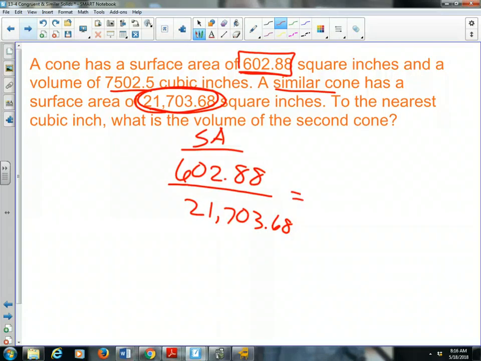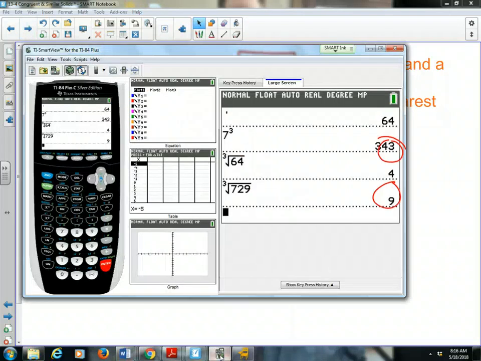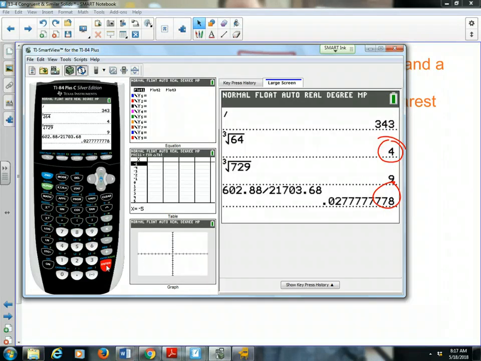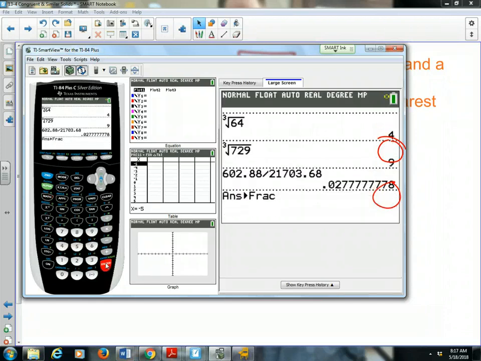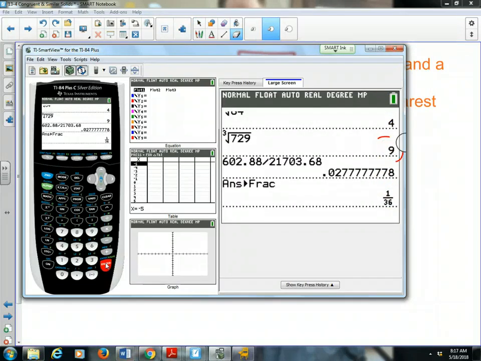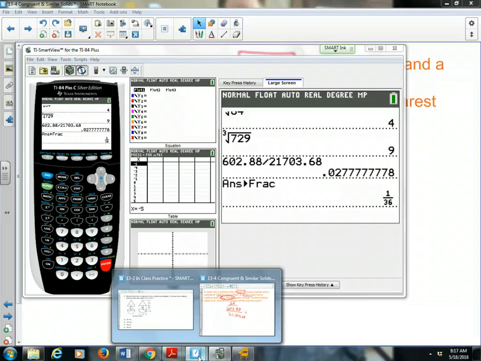So let's find what reduced ratio this is. What does this equal? 602.88 divided by 21,703.68. What ratio does this reduce to? Math, enter, enter. All right, it reduces to 1/36. So the ratio of the surface areas is 1/36.